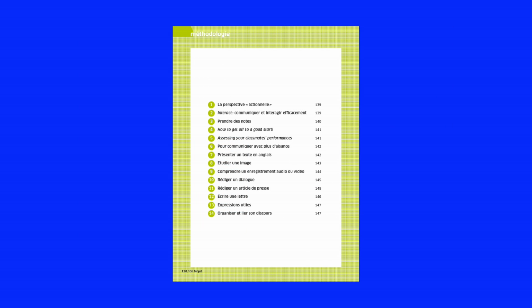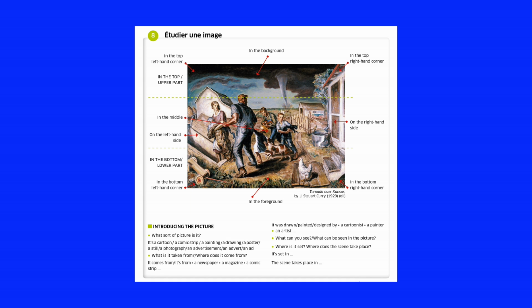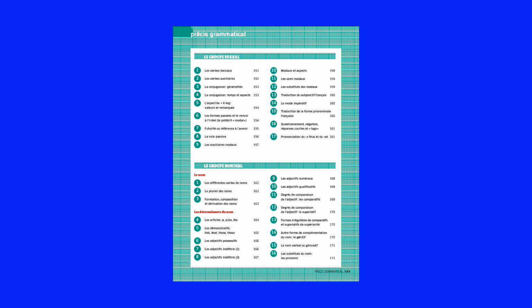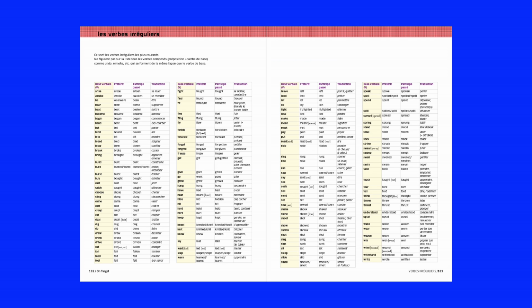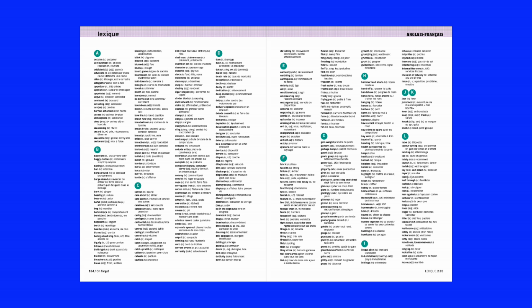As well as the 8 chapters, at the back of the book there are 10 pages of learning strategies, practical advice on 14 subjects. For example, how to structure a presentation, how to take notes, or how to talk about a picture. This is followed by a 30-page grammar summary, a list of 133 irregular verbs, and 2 glossaries, English to French and French to English.